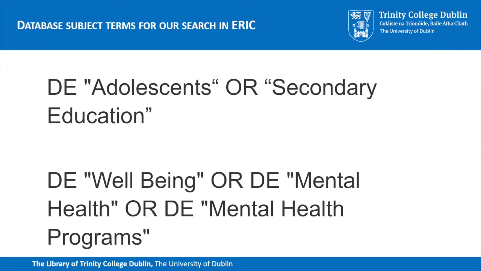So in the search we were looking at before, in that database ERIC, it has the thesaurus terms adolescence and secondary education. So those would cover the concepts of the teenager. And then when it comes to positive mental health, it has these controlled vocabulary headings: well-being, mental health, and mental health programs. And it wouldn't matter if it called it a mental health program and used the British and Irish spelling of programs rather than the American spelling, it would still be listed under it.